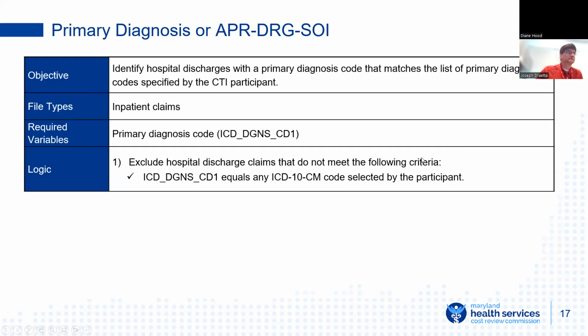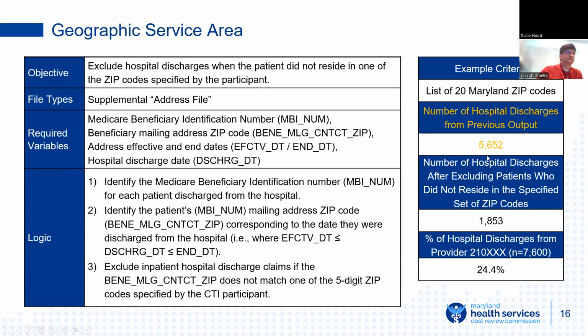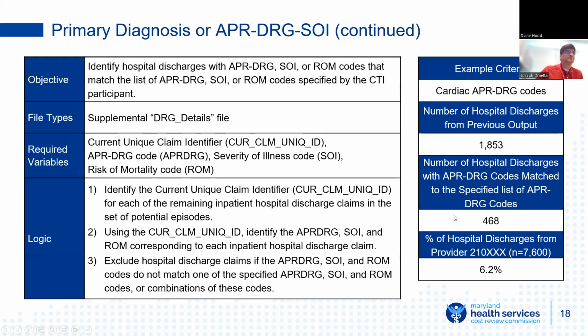Again, where was I? After the geographic service area, we're already down to 24% of the original 7,600. Sorry for going back and forth. Starting with that number, in our hypothetical scenario, they specified APR DRG codes that match a specific list. That narrows it down to 468. So now we're already dealing with only 6.2% of those 7,600 inpatient discharges that we initially found for that provider during the baseline period.